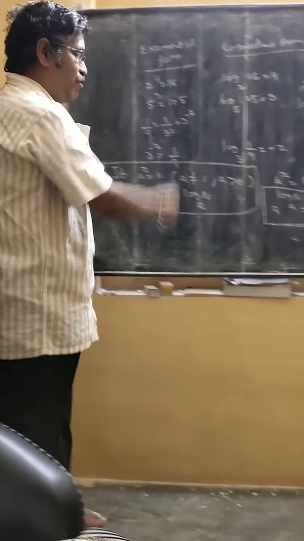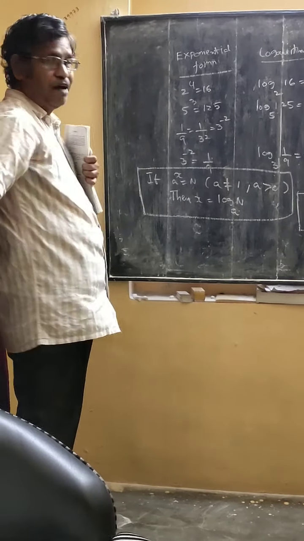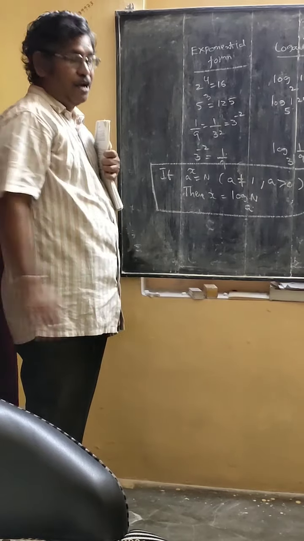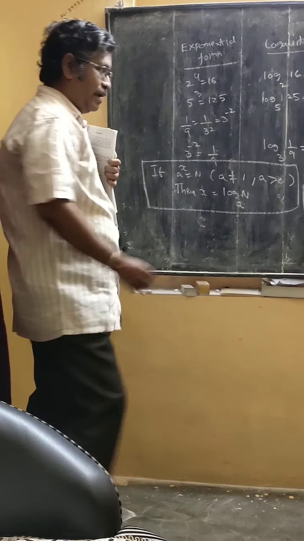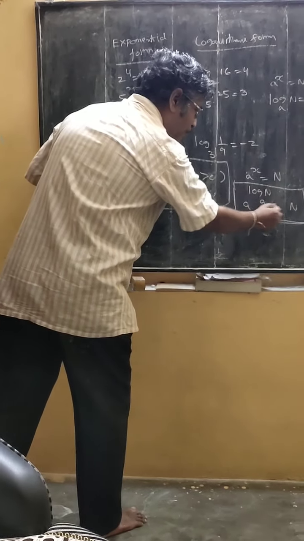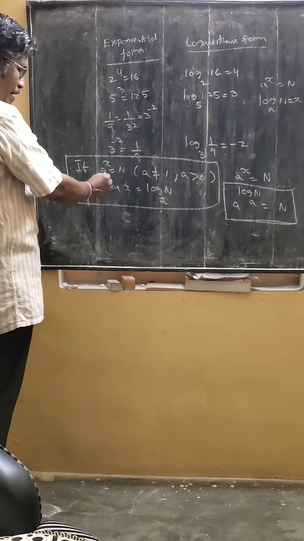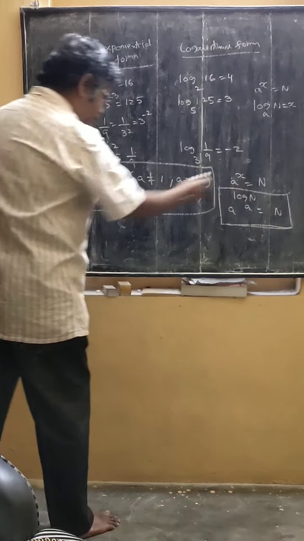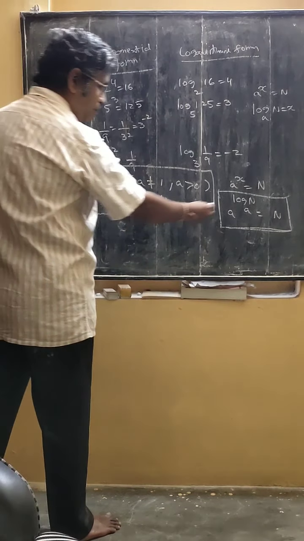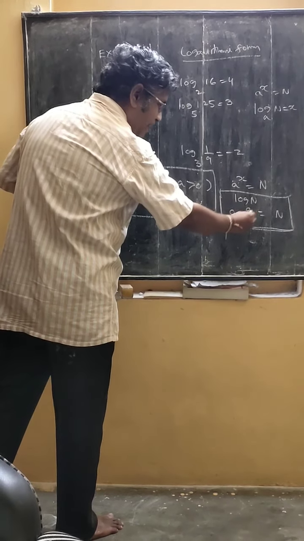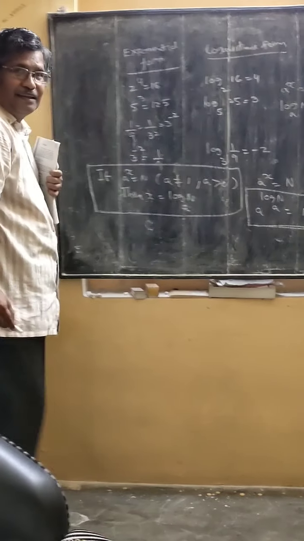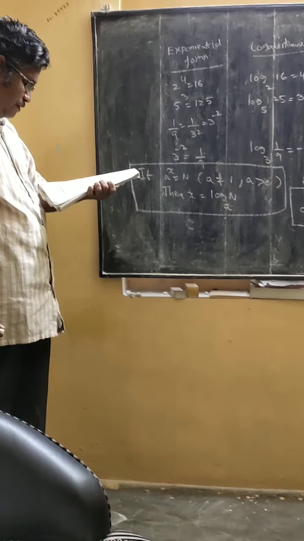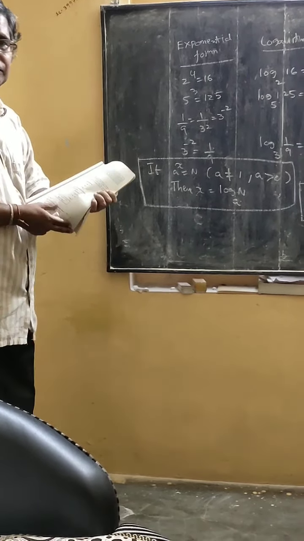In exercise 1.5, we use this identity in order to do one problem. A power log n to the base a. How did you get it? You know, a power x is equal to n, then in a power x, what about the value of x? Log n to the base a. Substitute the value of x: a power log n to the base a is n. So this is an important identity.